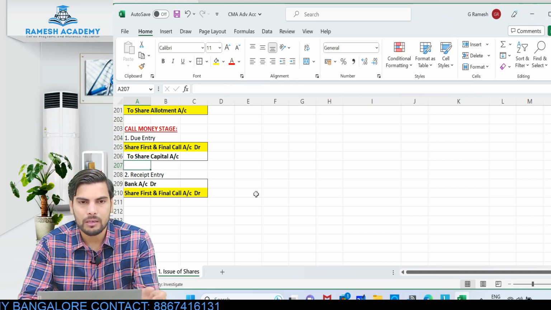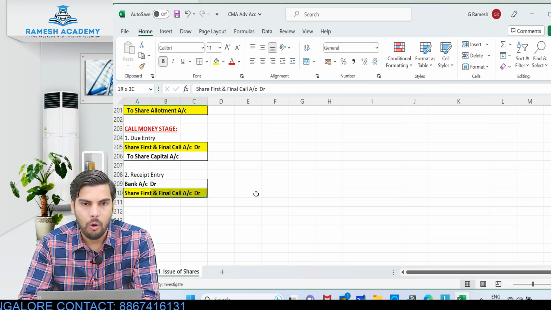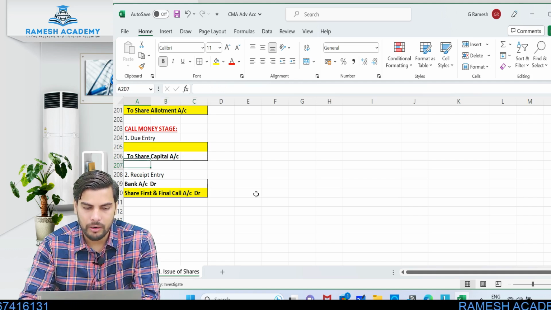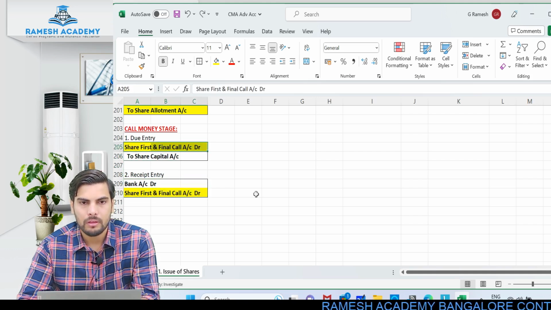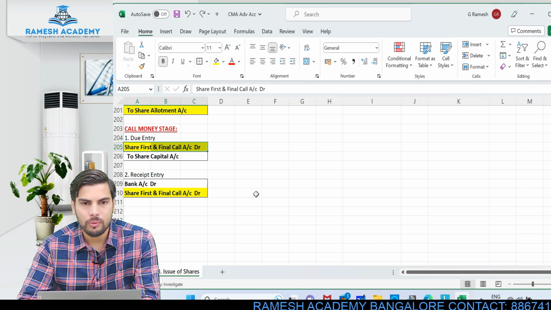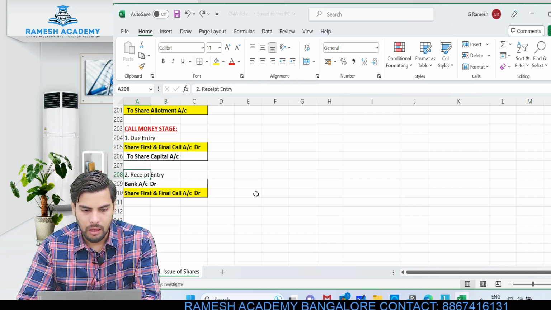And try to remember this ultimate entry wherever you see it, guys. It would be bank account debit to share capital only. All these intermediary ledgers which I've highlighted in yellow will get nullified. Even in this case, share first and final call account is debited, and in the second entry it has been credited. Look at what is left over. Don't you think bank account debit to share capital is what is left over? Getting my point? So the ultimate journal entry would be bank account debit to share capital. Clear?